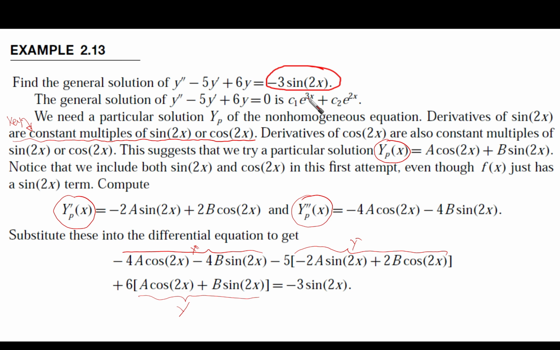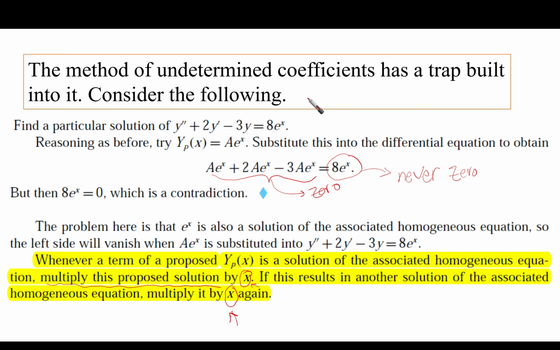Now let's understand more about our method and what the traps built into this method are. There is something that we want to warn you regarding it. The method of undetermined coefficients has a trap built into it. We're going to find together now what the trap is.